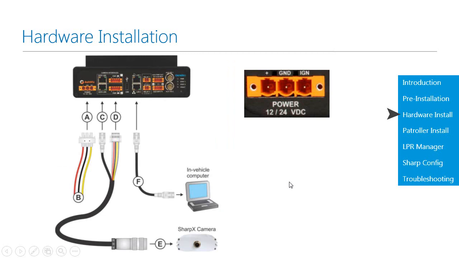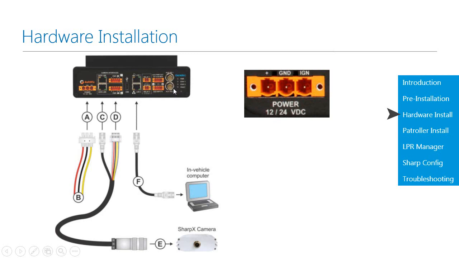Now when we're looking at a mobile SharpX system, things are a little different. Now we don't use a breakout box with the SharpX system because we do have the processing unit here that handles all the connections for the SharpX cameras. It also handles the connections for the power system, the portable PC, and the wheel imaging cameras as well.